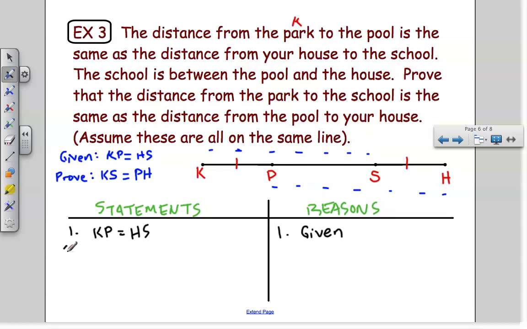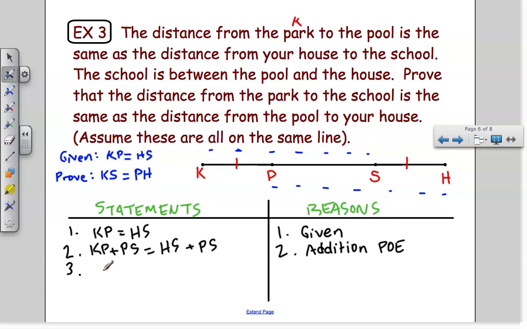Now actually, I can take that first thing where I had KP is equal to HS, and I can add PS to both of them, because you can always add something to both sides of an equation. What allows you to add something on both sides? Well, I'm adding the same thing on both sides of an equation. That's addition property of equality. But why is that helpful? Remember how we're trying to show that KS is congruent to PH?